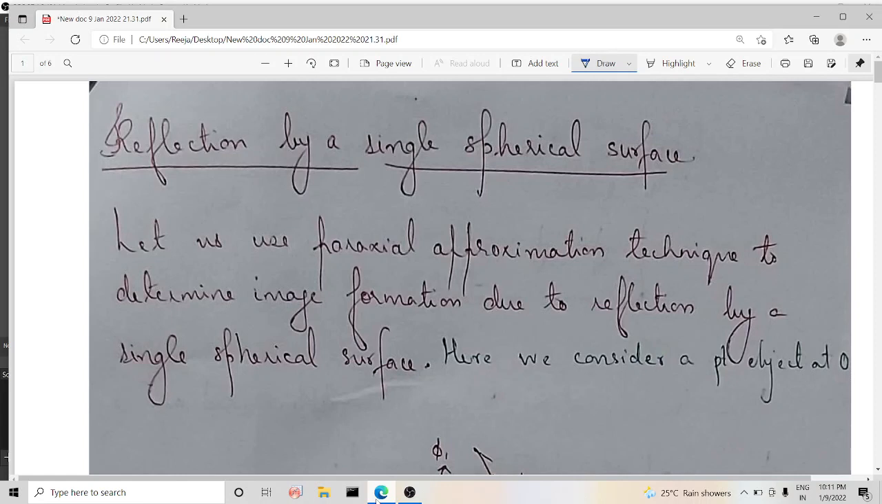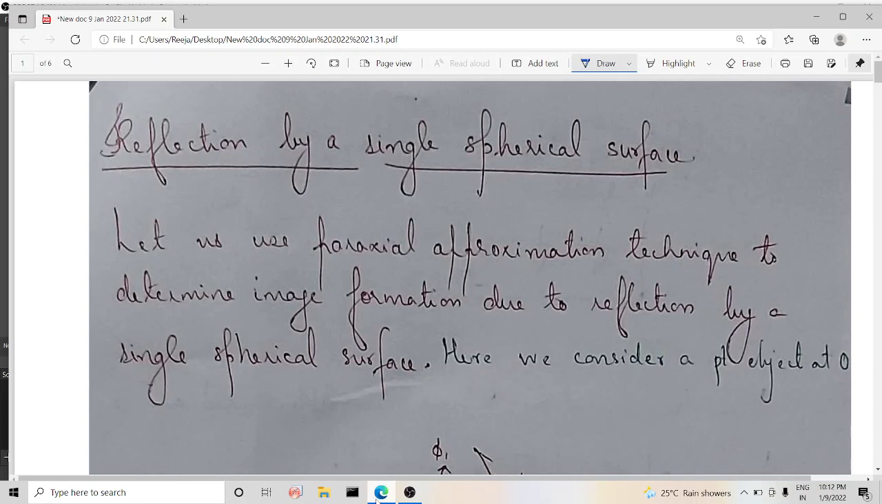Paraxial rays are those which make very small angles with the principal axis, so that in the paraxial approximation technique the angle of incidence is nearly equal to 0, or all the subtended angles are nearly equal to 0, or very small angles. So that the sine of the angle, tan of the angle, etc. can be approximated to the value of the angle itself.